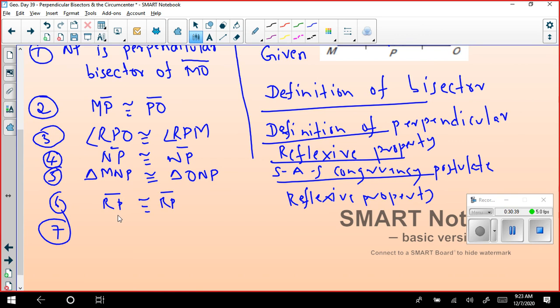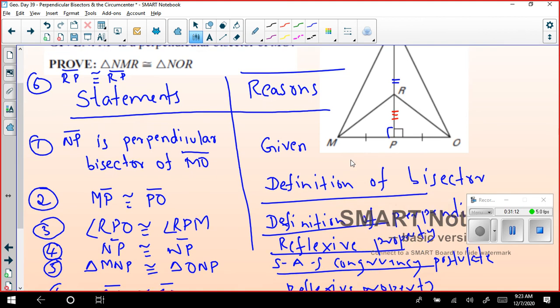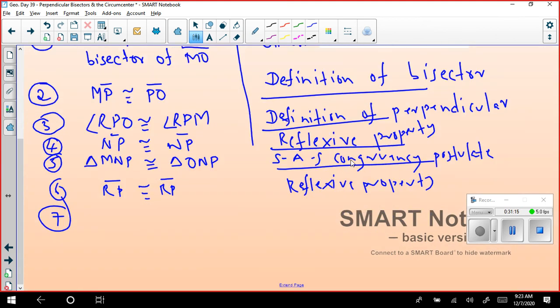The next one is, you can observe this triangle over here. I have RP equals RP. Okay, let me use a different color. RP equals RP, I'm saying. And I already have this MP equals PO. And I have angle RPM equals RPO. Therefore, once again, I can use SAS congruency and say triangle MPR is congruent to triangle OPR.